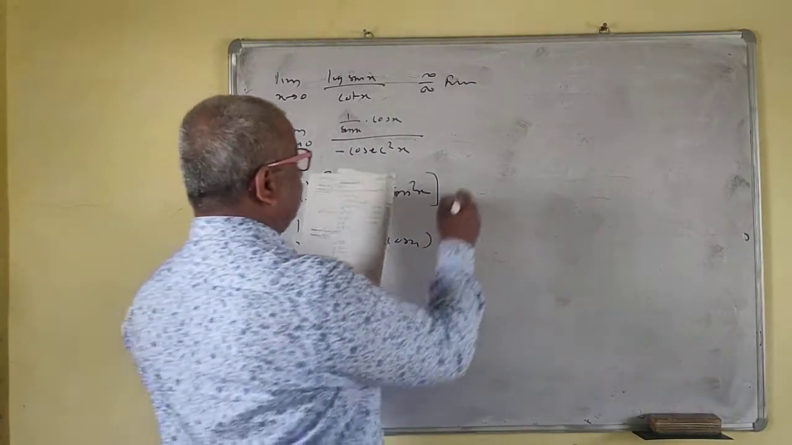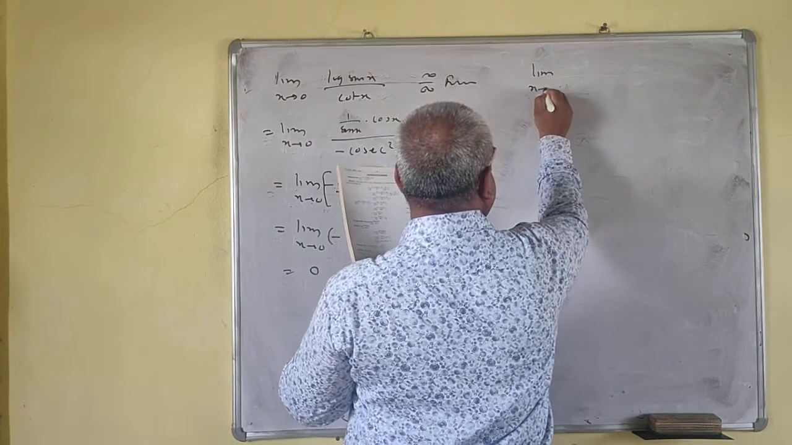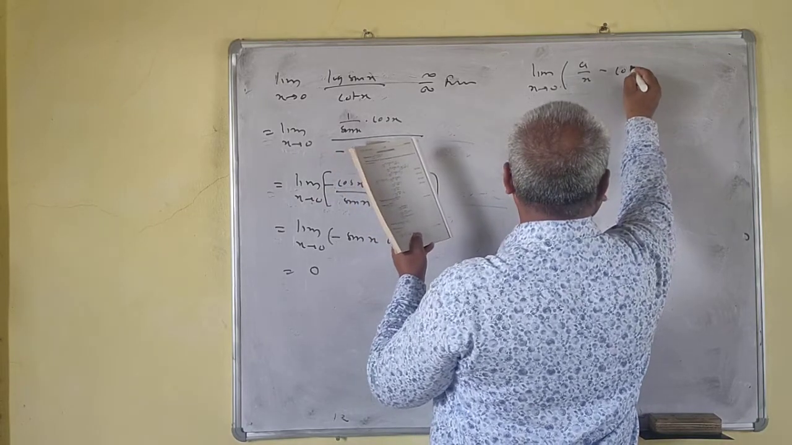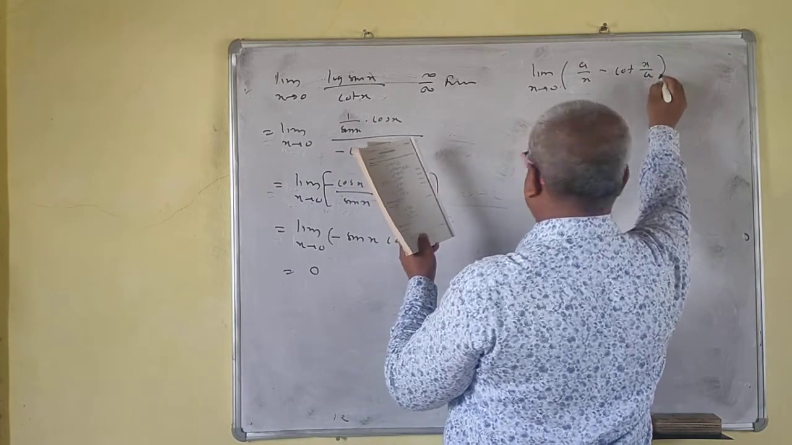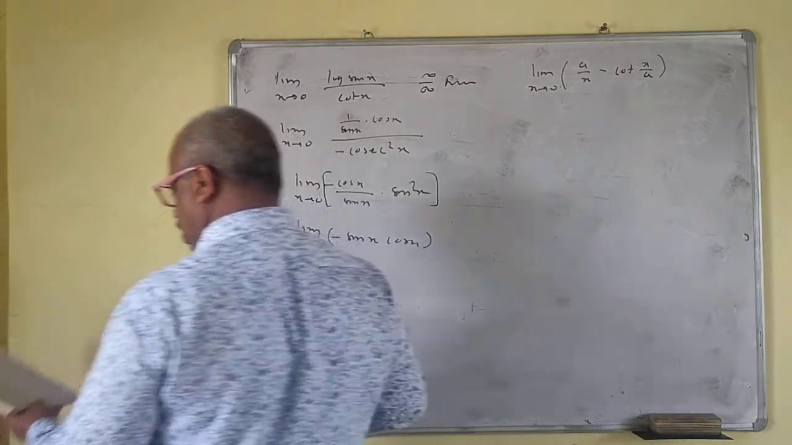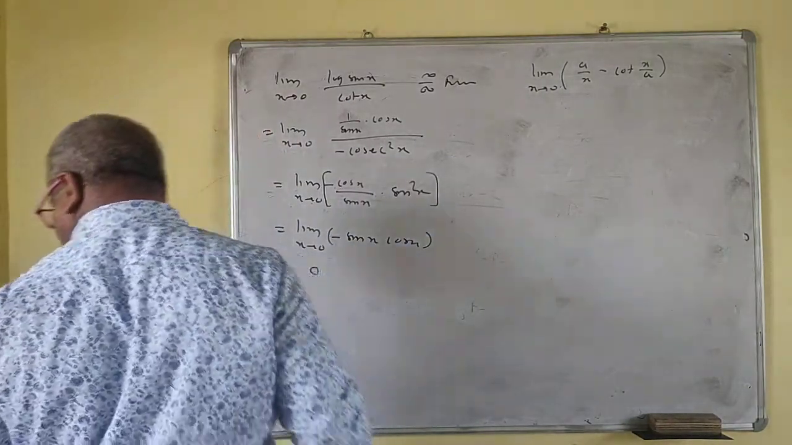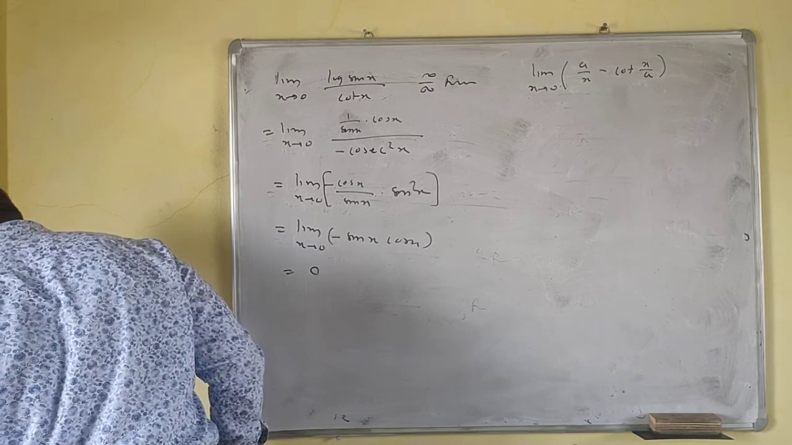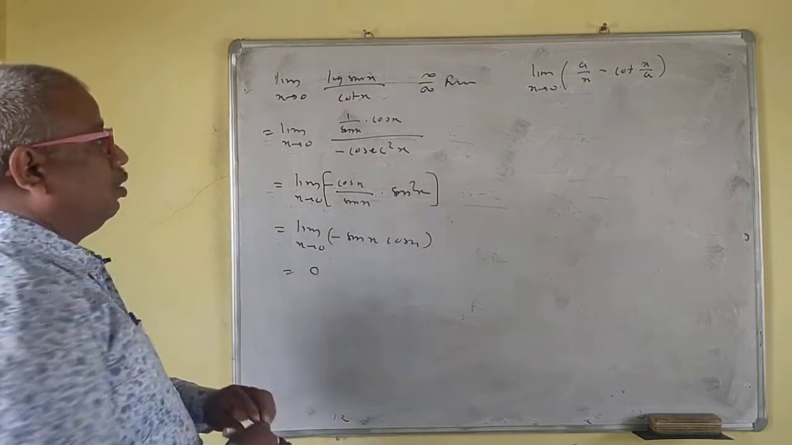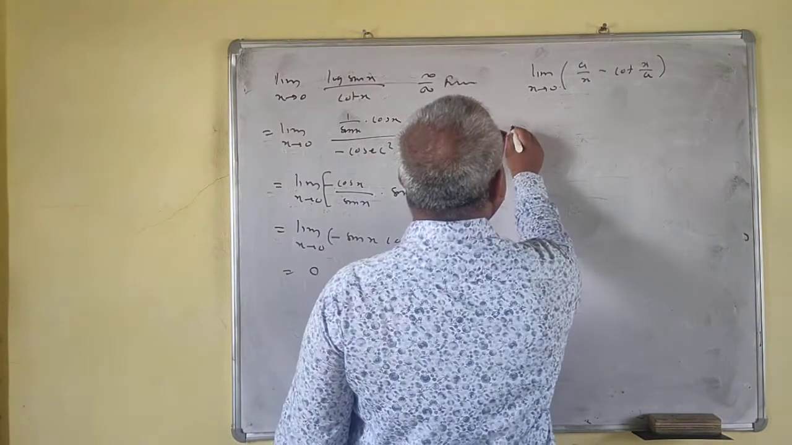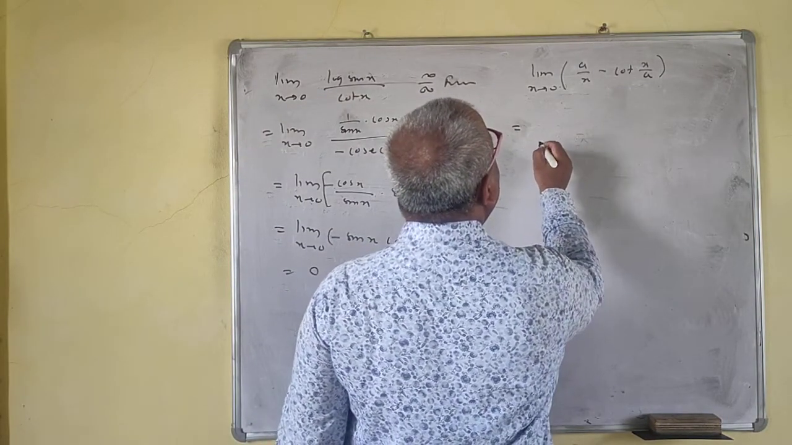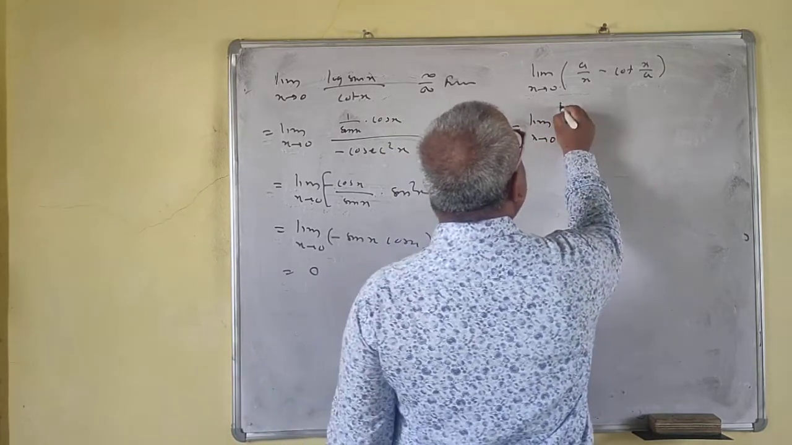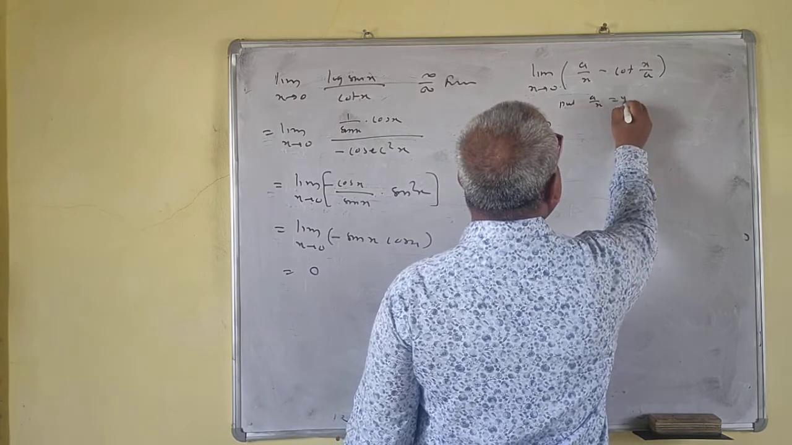Okay. Next. Limit x tends to 0 of a upon x minus cot of x upon a. Is it cot of x upon a? Okay, so this is limit x tends to 0. We'll put a upon x is equal to y.